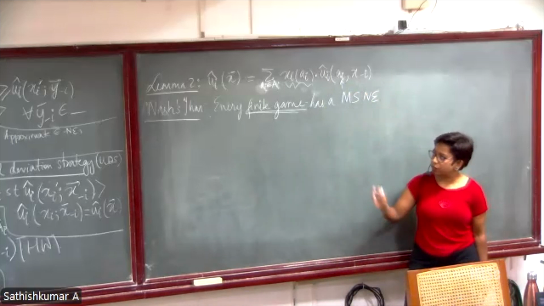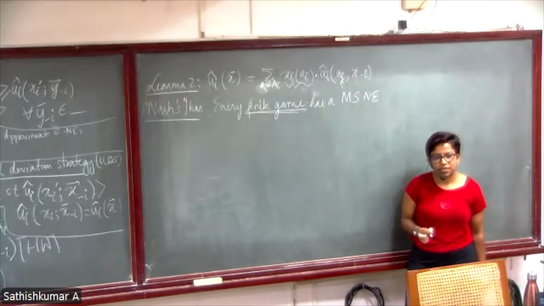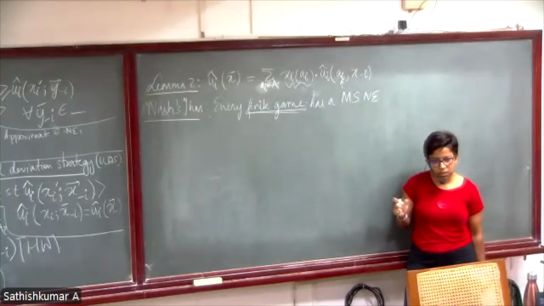Can you think of a finite game where, so notice I'm talking about mixed strategy here, okay? I'm not claiming this about pure strategy. So from the examples that you've seen, can you tell me of a game where a pure strategy Nash equilibrium does not exist? Matching pennies. Okay, why?